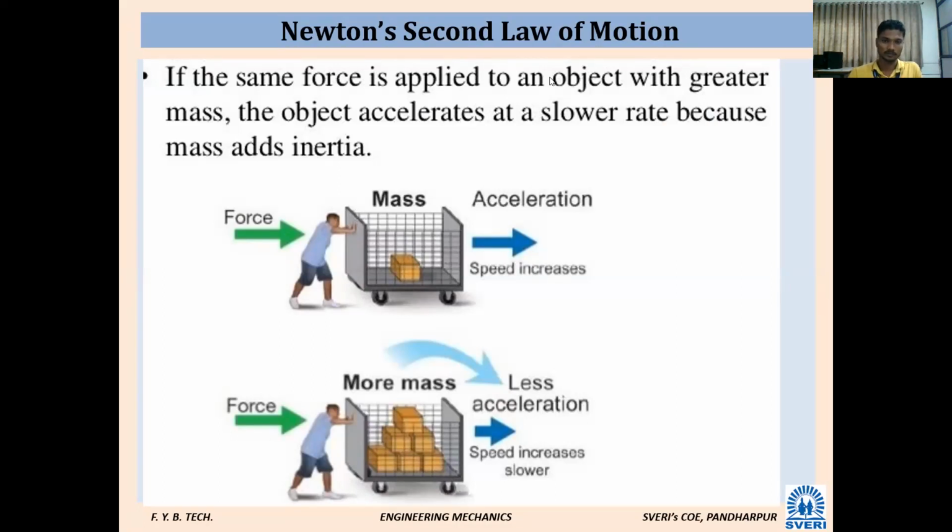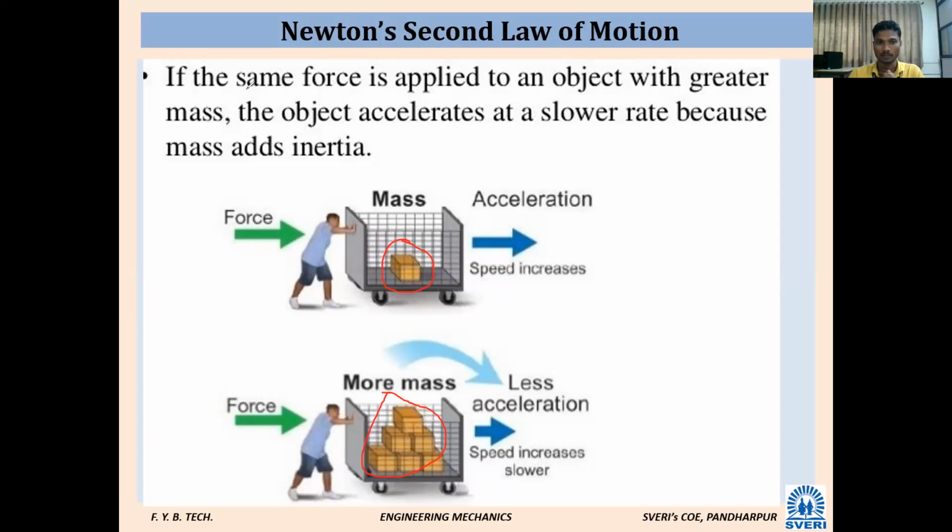Look at what is shown here. In the first tray there is only one block. Here a number of blocks are available, and the same person is pushing that particular tray. Okay, so which will be easy to push for that person? In which case, first or second? First. So if the same force is applied to an object with greater mass, the object accelerates slower.